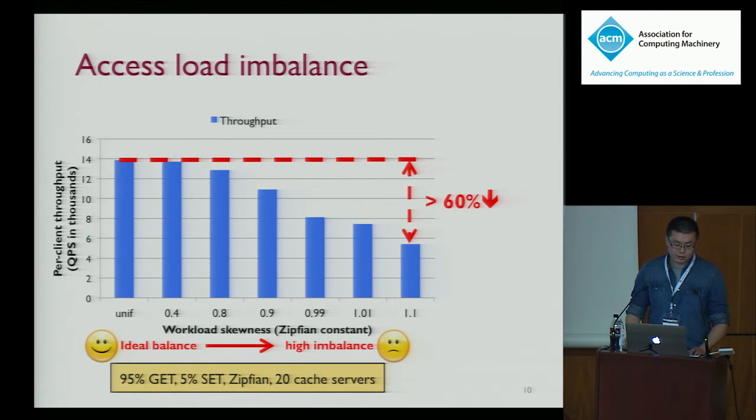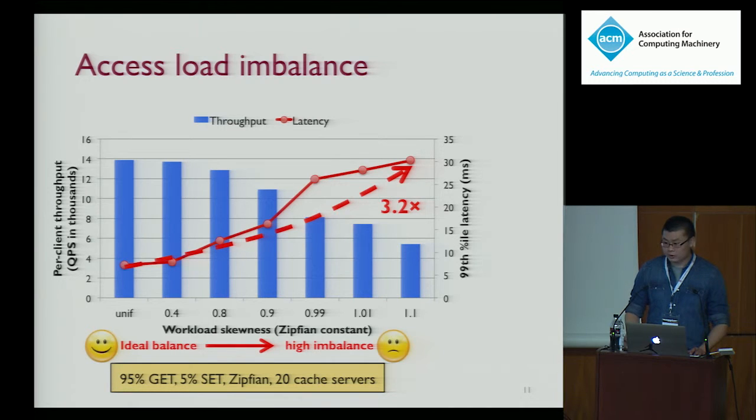The tail latency is crucial and is affected by the workload skewness as well. This is because a few cache servers that store the hot keys might become the bottleneck of the overall performance of the memory caching system. To show this, we measured the corresponding tail latency as well. And we found it to be increased by more than 300%.